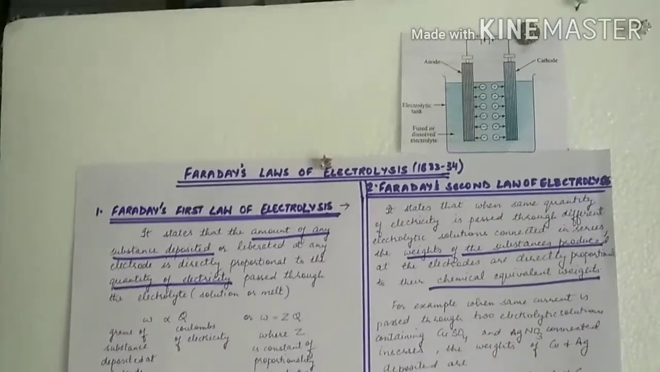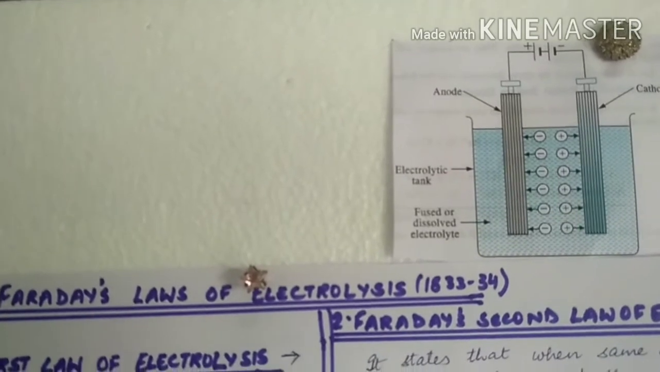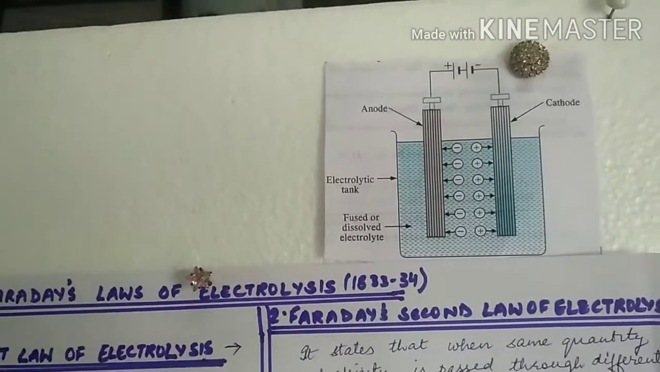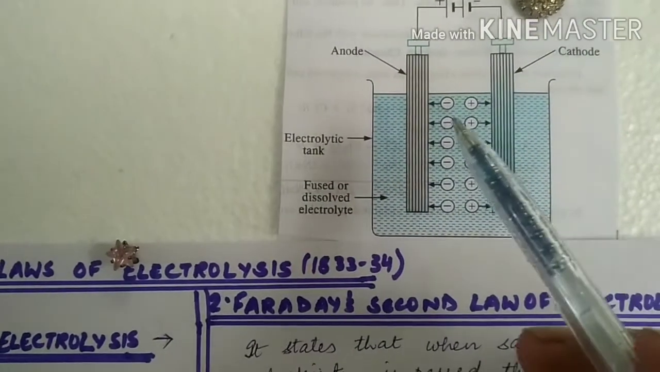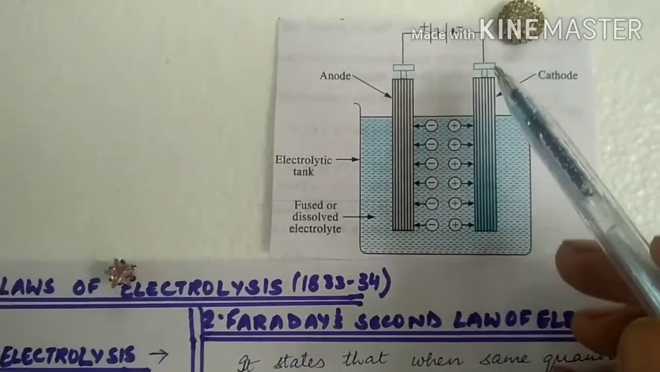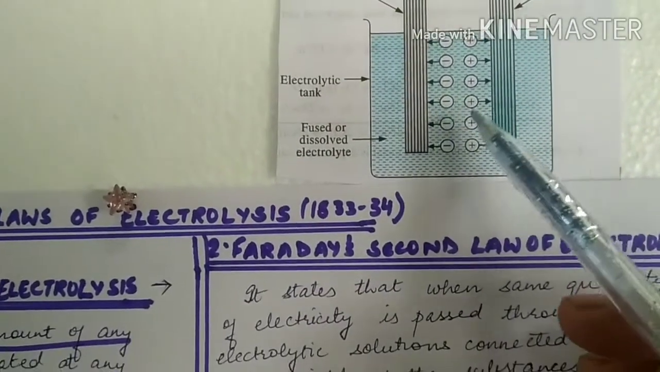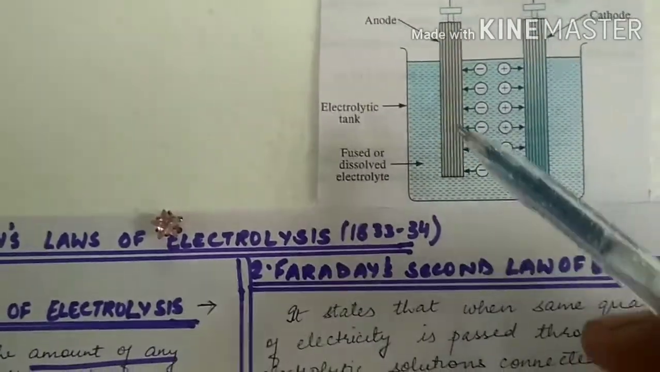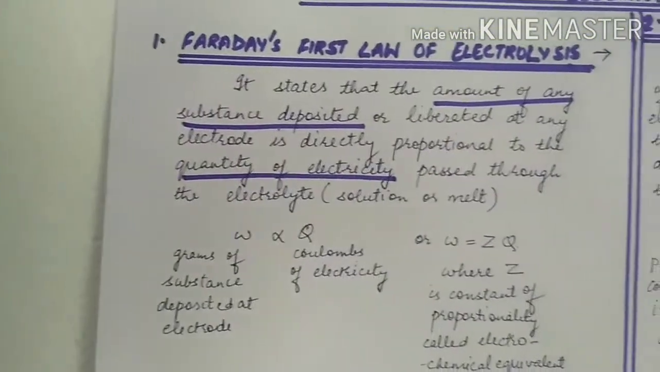Faraday studied the process of electrolysis and on the basis of observations he formulated two laws in the year 1833-34. So in case of electrolysis, when current passes, the electrolyte dissociates into cations and anions. At the cathode, which is negatively charged, positively charged cations move and take up electrons and get discharged. Similarly, at anode, the negatively charged anions move, they give electrons and get discharged. It's the basis of Faraday's first law of electrolysis.